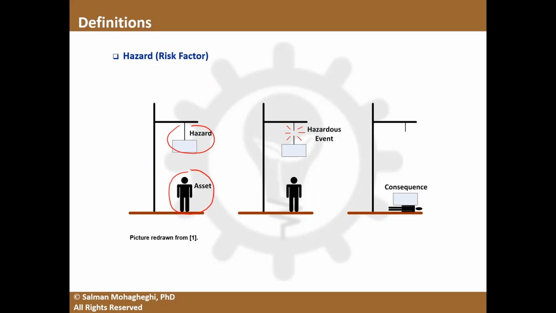But in order for that hazard to become a hazardous event, you need a triggering event. A triggering event, for example, this wire tearing up, would turn that hazard into a hazardous event, which when it occurs, leads to a consequence. So we have a hazard, which could become a hazardous event, and if it does happen, would lead to consequences.